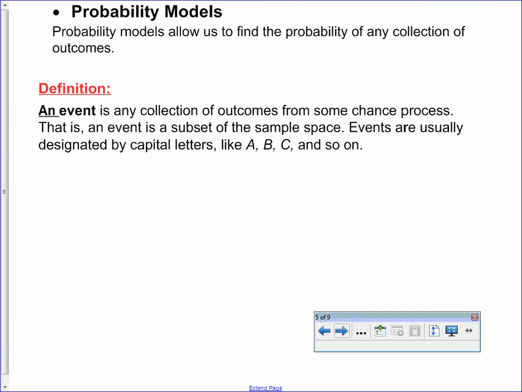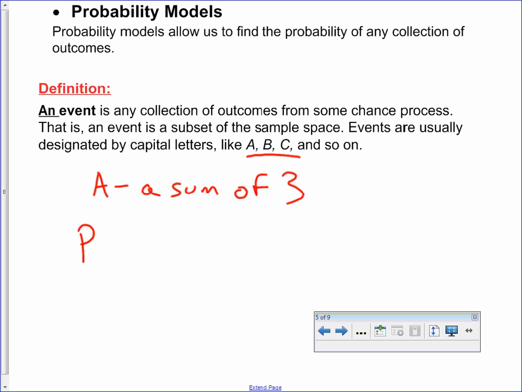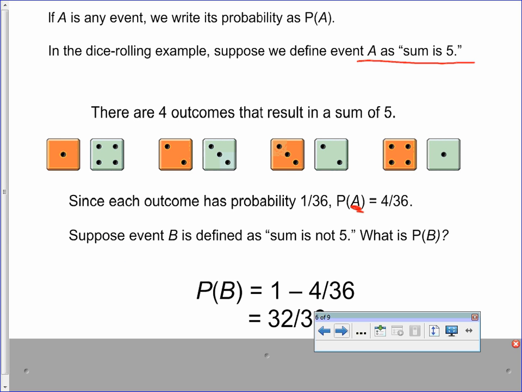So an event is a collection of any outcomes for some chance process. That is, the event is a subset of the sample space. And we always tend to use capital letters. So we would say A is a sum of 3, so the probability of A equals 1 out of 18. And we would define each one.